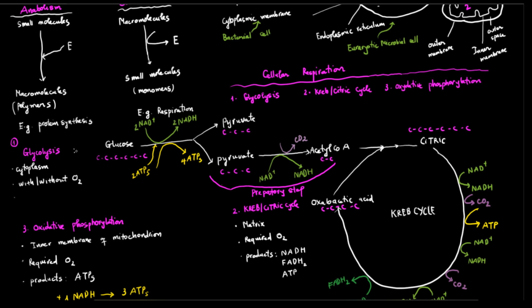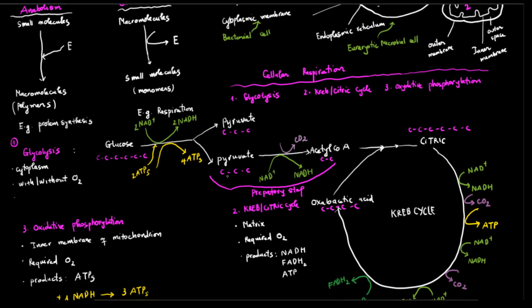By the end of glycolysis, pyruvates are produced in the cytoplasm, but pyruvates are not ready for Krebs or citric cycle yet. They must be converted into acetyl-CoA. The process of pyruvate being converted into acetyl-CoA is called the preparatory step. The preparatory step sometimes is also included in Krebs or citric cycle, but it actually still takes place in the cytoplasm.